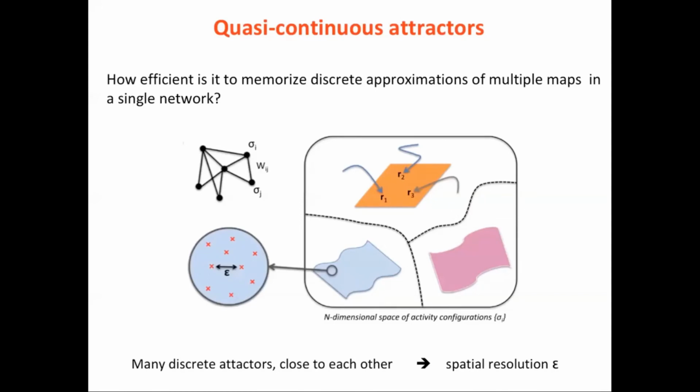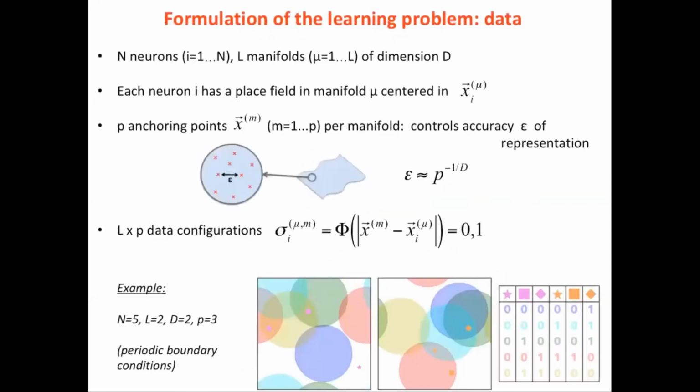So the question is, how can I control epsilon and make it as small as possible? And then, second question, how much do I lose in terms of my capacity? The smaller epsilon, so the finer the description in terms of space, the smaller should be the number of attractors I'm able to embed in my network. So what is the relationship between epsilon and the capacity of a network? Okay, so let's try to answer these two questions.